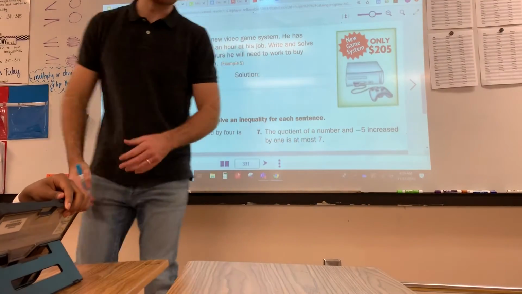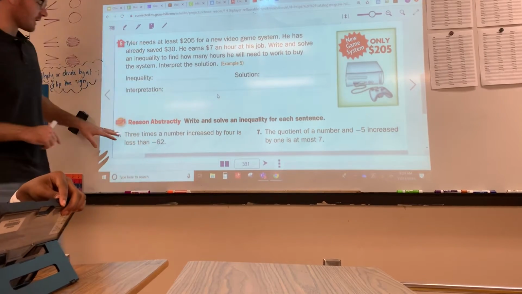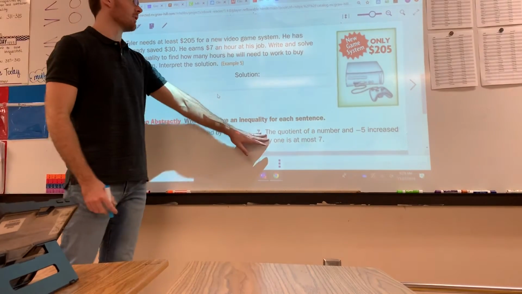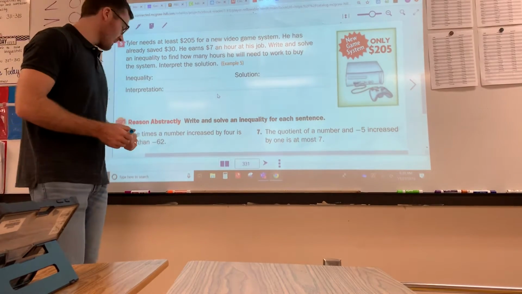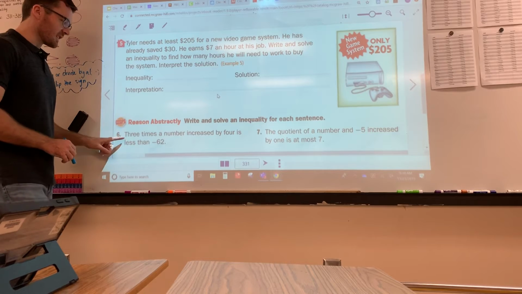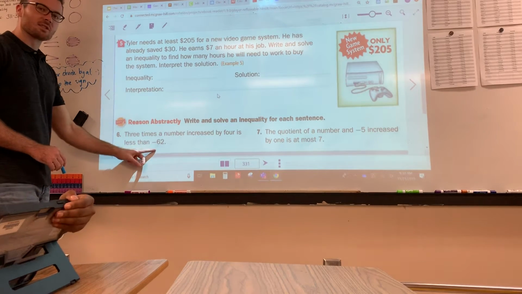Hey team, today we are going to be focusing on the word problems. So I'm going to have you guys notate 6 and 7 before we go back to number 5. I think it'll make sense a little bit better. So in number 6 it says 3 times a number increased by 4 is less than negative 62.